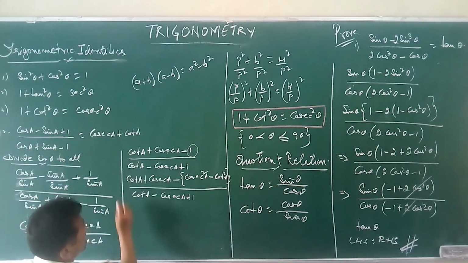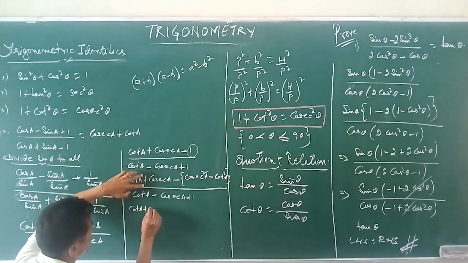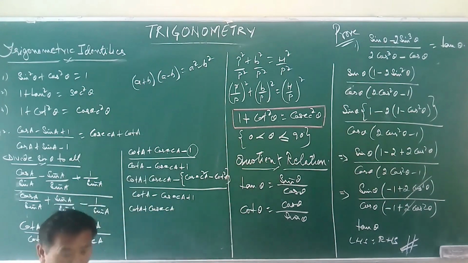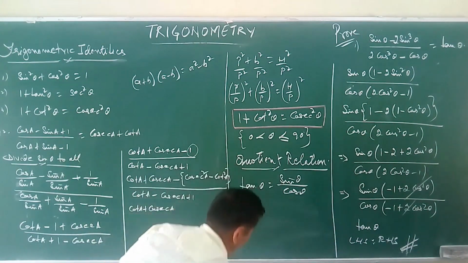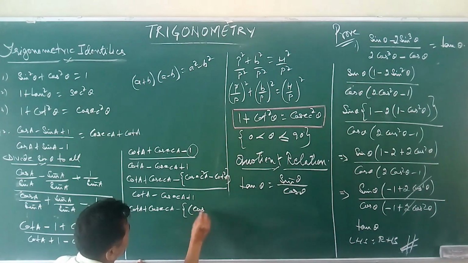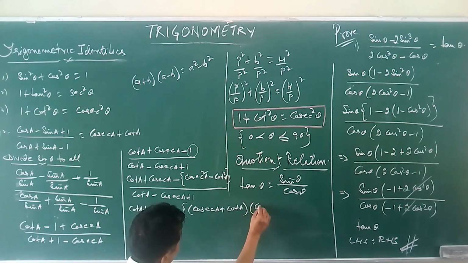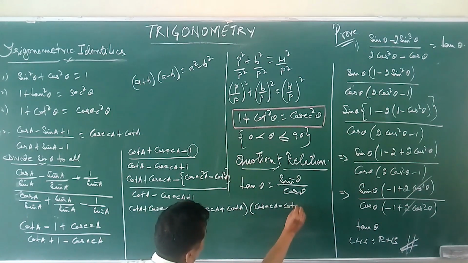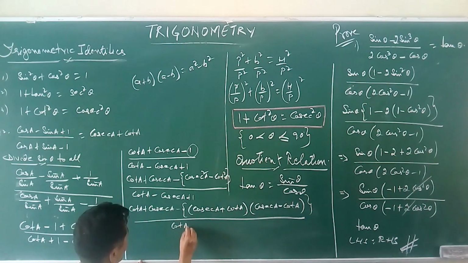So write down here: cot of A plus cosec of A, I'm going to write this, okay, negative, in brackets, cosec A plus cot of A, and cosec of A minus cot of A, whole divided by cot of A minus cosec of A plus 1.